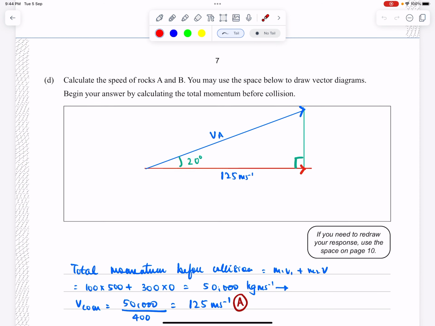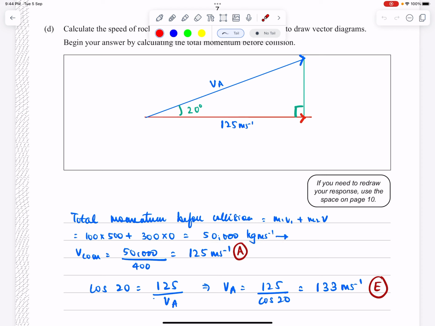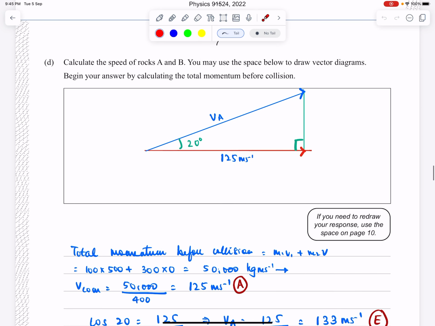Calculate the speed of the rocks A and B, and you can use the space to draw vector diagrams. Begin your answer by calculating the total momentum before collision. The total momentum before collision is m1v1 plus m2v2. This is v1, and that one was not moving. So your total momentum is 50,000 kilogram meters per second. The velocity of the center of mass, which you need to know moving on, is 50,000 divided by 400. Why 400? Because the total mass is 300 plus 100. You get 125.